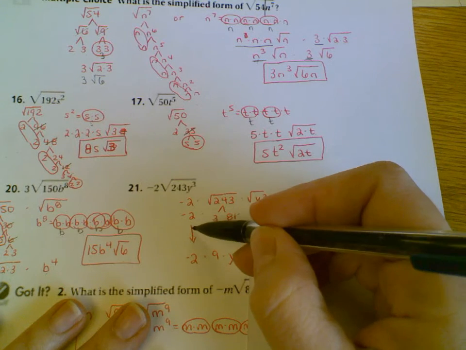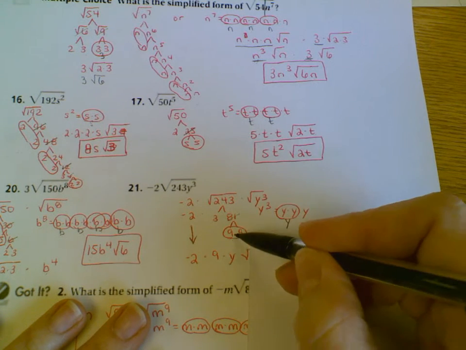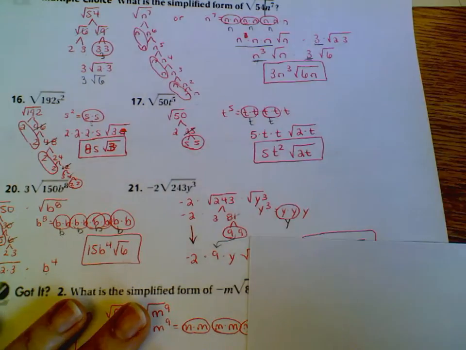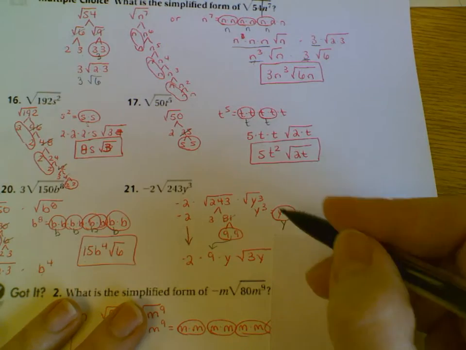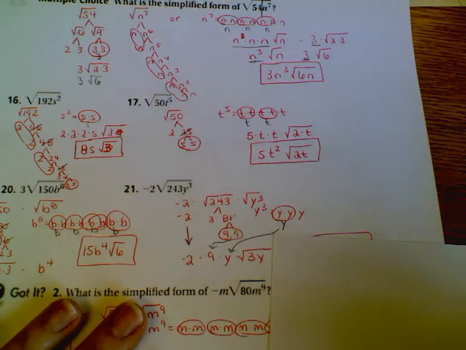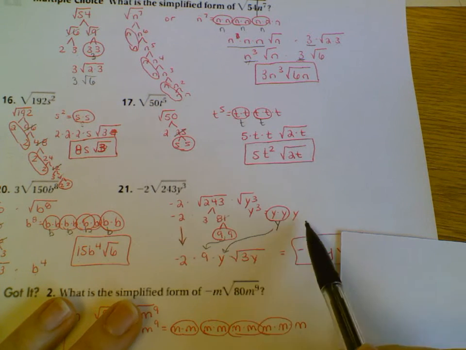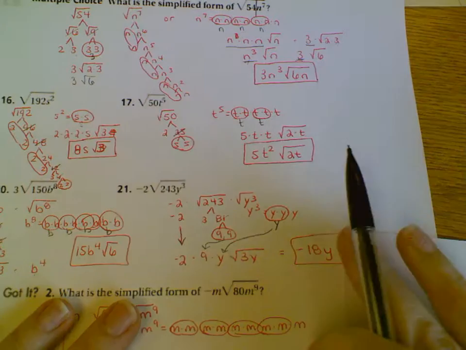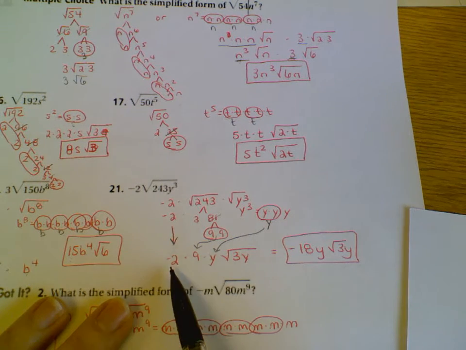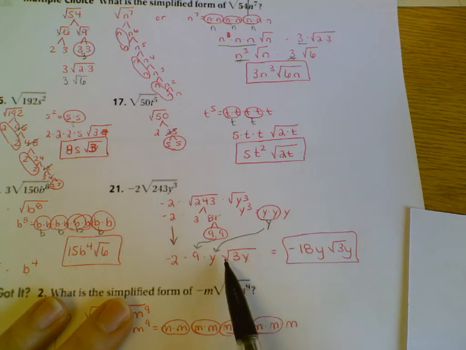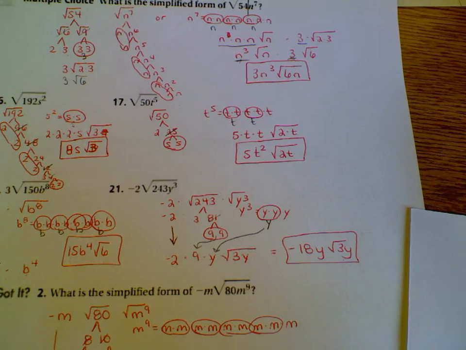So this -2 was in the original problem. Here comes my 9 that came from my pair. Here comes my y that came from my pair. Then underneath my radical, I still have this 3, and I still have that y. So then I condense it down, so I times all these together. So -18y, and then the square root of 3y.